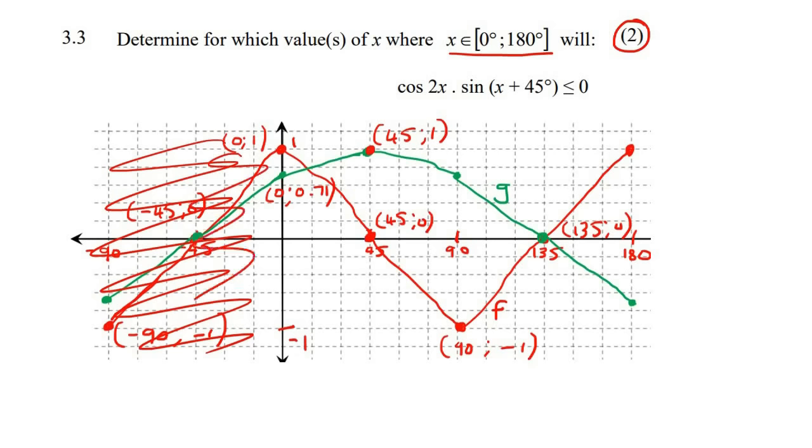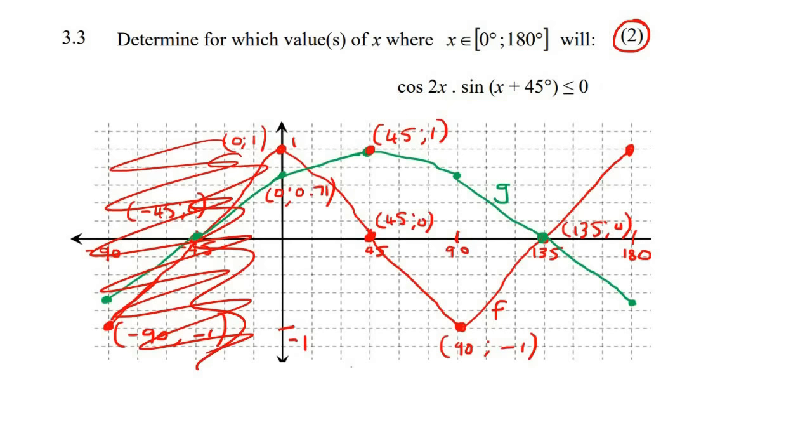So we're only going between 0 and 180, and they want to know where this graph multiplied by this graph will be smaller than or equal to 0. So if you've watched my videos on how to do these questions, what you'll remember is the following. For these types of questions, we need to make a table.